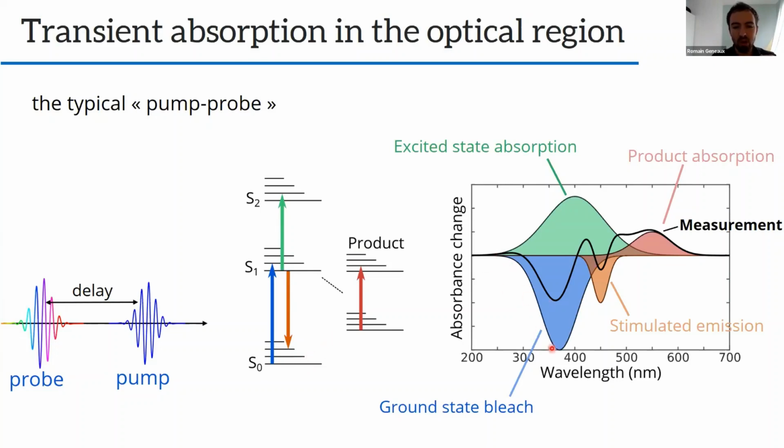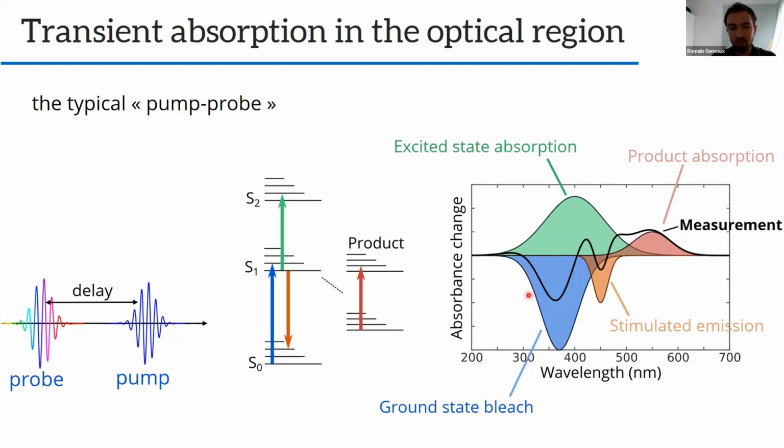For instance, you will see this blue negative feature, which is because you excited a bunch of molecules that were in the ground state, so now you have less of them. So they're going to absorb less, so this is why you get a negative feature, which is called the ground state bleach. Here you get some new absorption features that are the excited state absorption. The products that you create are also going to give you another absorption. So this is the red curve here. And maybe you can have also some stimulated emission that you trigger with your probe pulse.